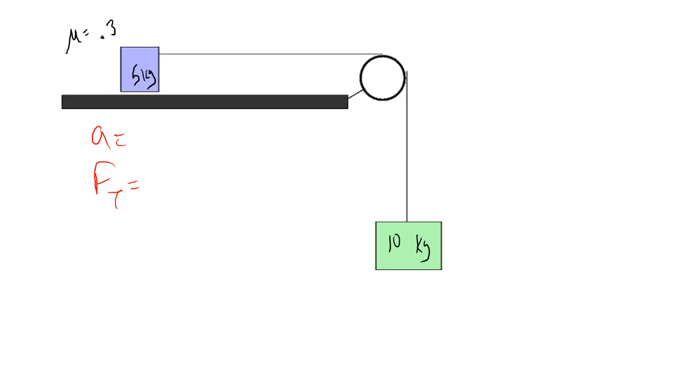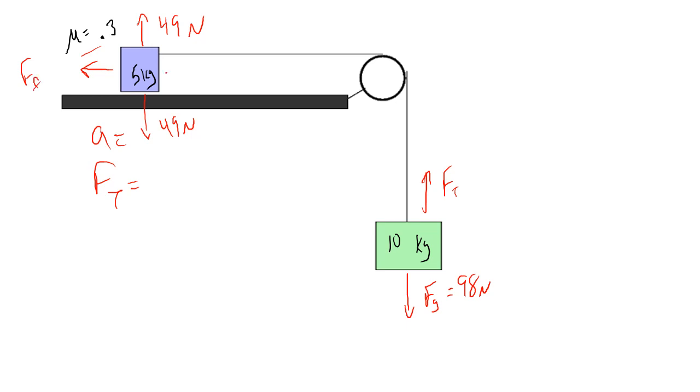Just like before, we have a 10 kilogram box, a 5 kilogram blue box with a coefficient of friction of 0.3. Thinking about the forces here, you have Fg. Fg is 98 newtons. You have a force of tension, which we'll worry about later. Here you have a force G, which is going to be 49 newtons. You have a normal force here, which is 49 newtons. And you also have a frictional force here. We'll figure that out in a second, and you're going to have a tension force right there.